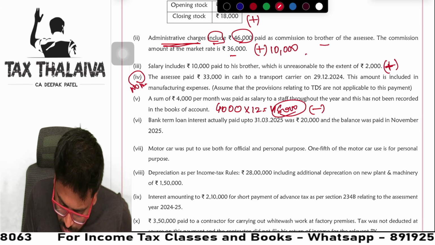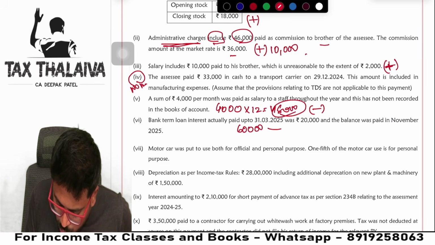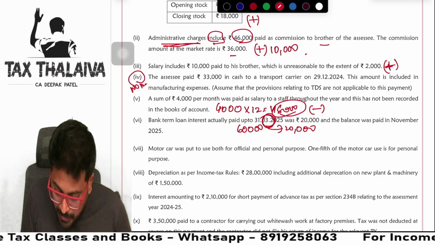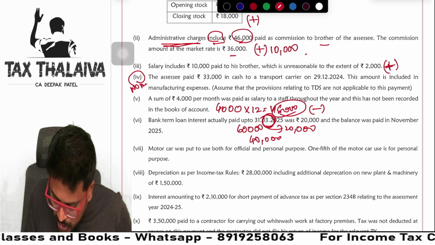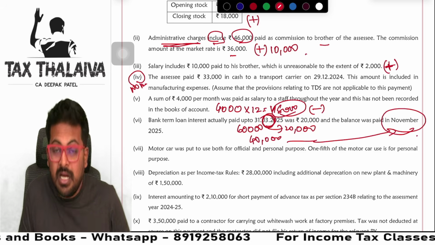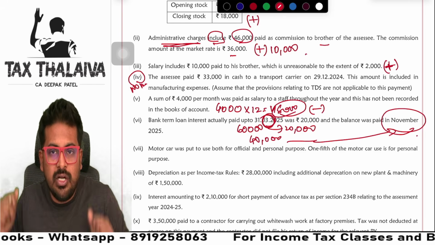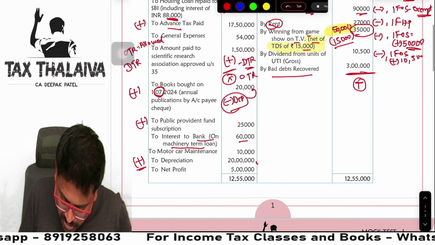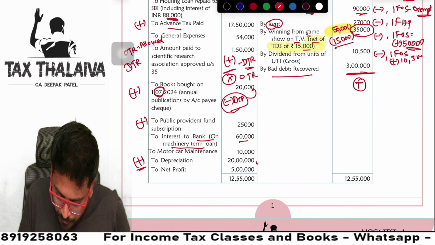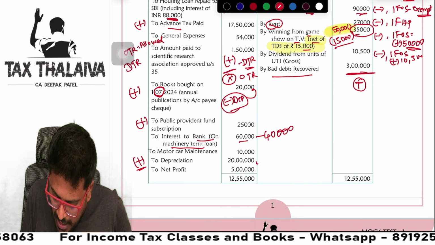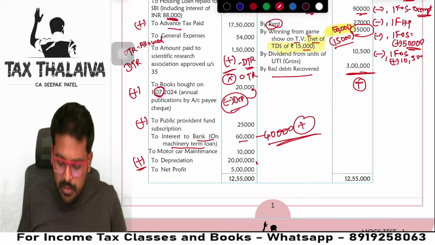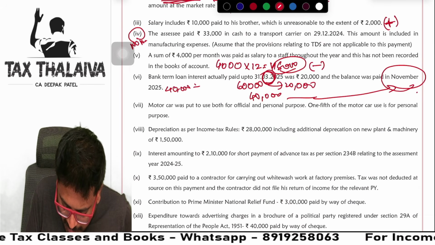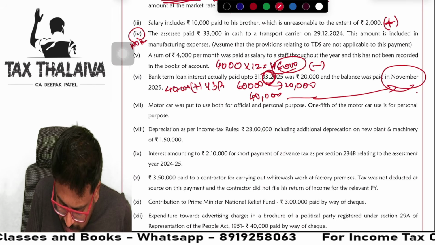But see, out of 60,000 rupees, 20,000 you made in March only, no problem. But the remaining 40,000 rupees, you made payment in the month of November, which is after the due date of filing return of income. 40,000 you have to disallow because you already took 60,000 as expenditure here. So 40,000 you have to add back under section 43B, guys.